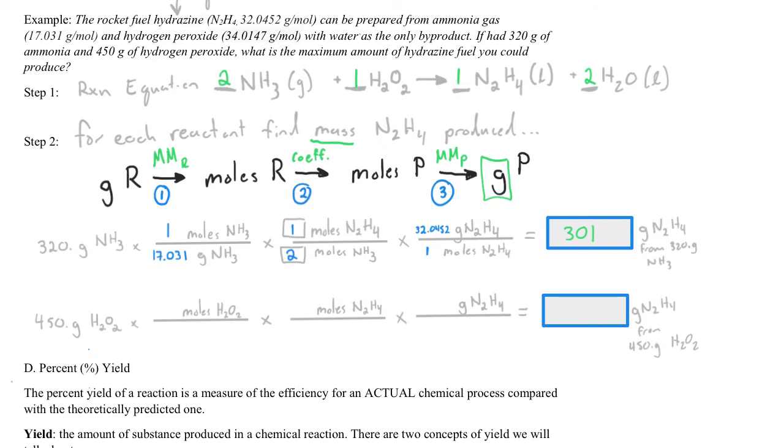In the first step, we're using the molar mass of hydrogen peroxide, which is given to us above in the problem.